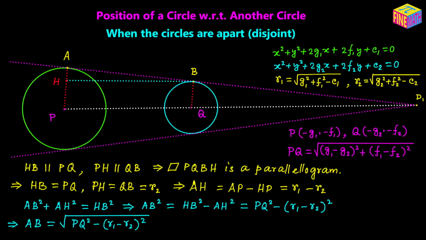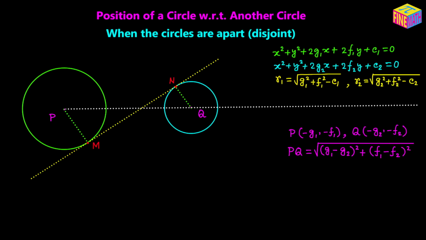So we can easily calculate the value of PQ², and then R₁ and R₂ are also known quantities. Everything is known from the two given equations of the circles. So we can easily calculate the length of the AB line segment, which is actually the portion of the direct common tangent between the two circles. Next we are going to see how to calculate the length of the transverse common tangent between the two circles.